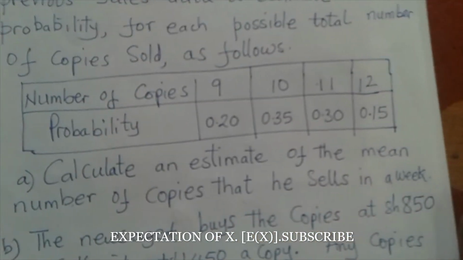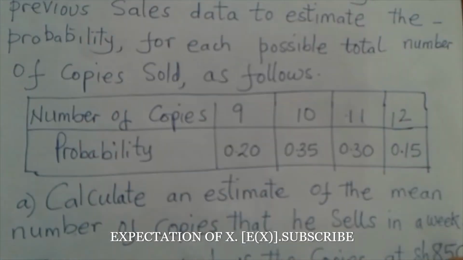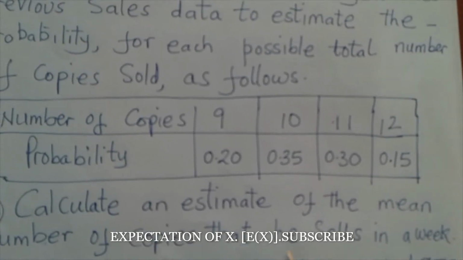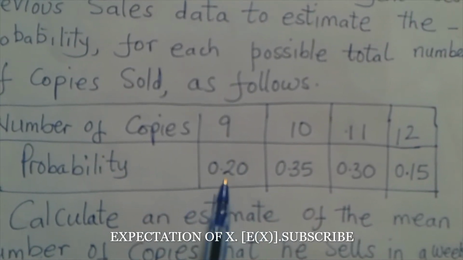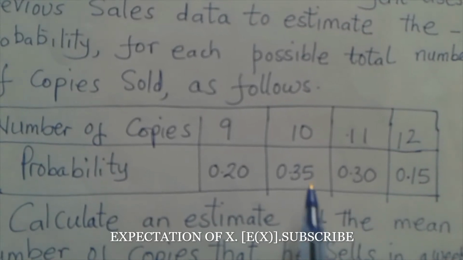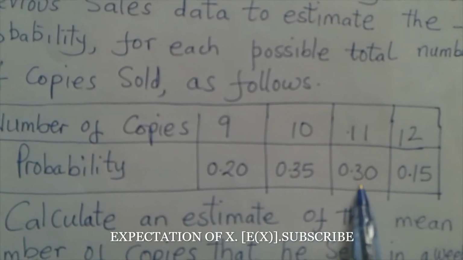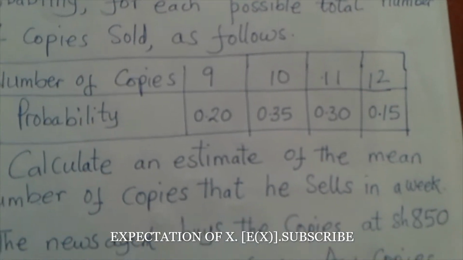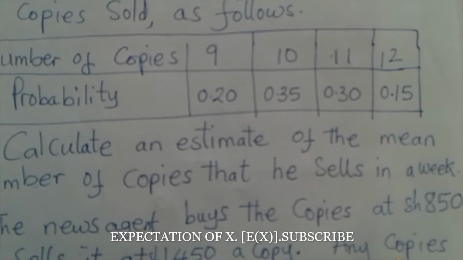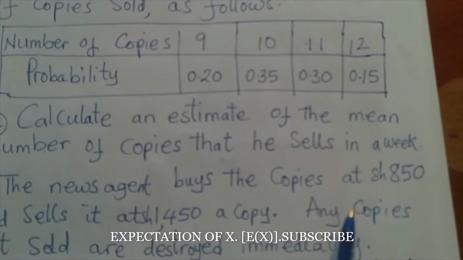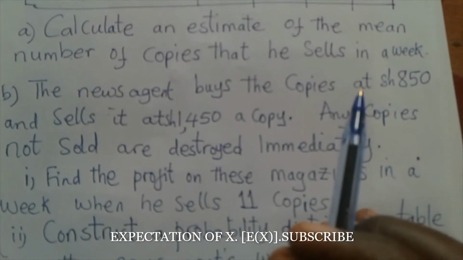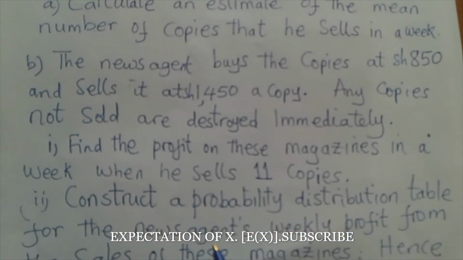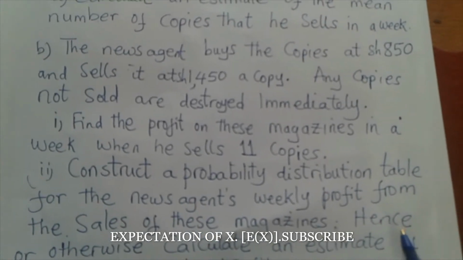So this is the PDF for the number of copies sold. We have that when 9 copies are sold, this is the probability. When 10 copies, this is the chance. 11 copies, this is the chance. 12 copies, this is the probability. And they want us to calculate an estimate for the mean number of copies that he sells in a week. Then the news agent buys the copies. That will be our part B.